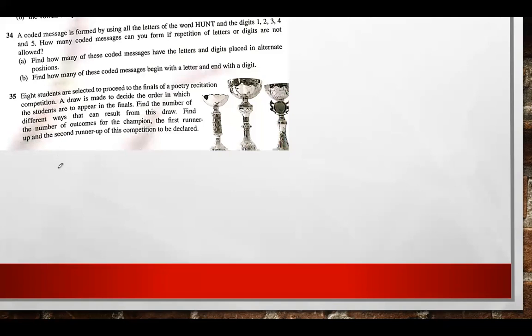Okay, so this is kind of a no-brainer. Okay, so the answer will be 40320 for 8 factorial.